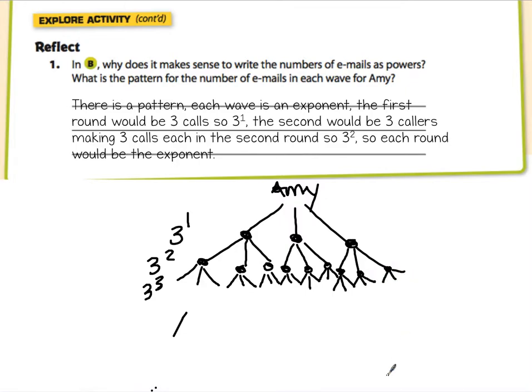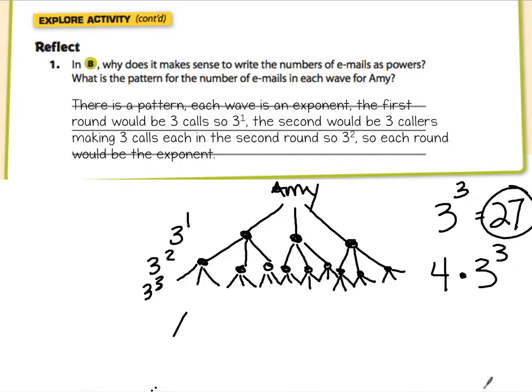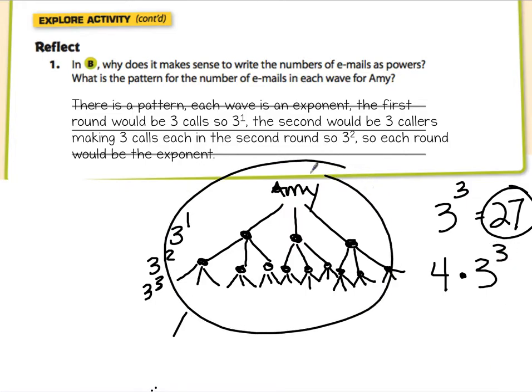So the round can be used as the exponent, and the base number, again, that's how many emails are being sent, so that's what's being multiplied by the round, which is the exponent. The power tells us how many people got the email in that round. Then if we add those together, that would tell us the total. Or if I just take 4 and multiply it by the last round, so in this case 3 to the third, that would tell me the total.